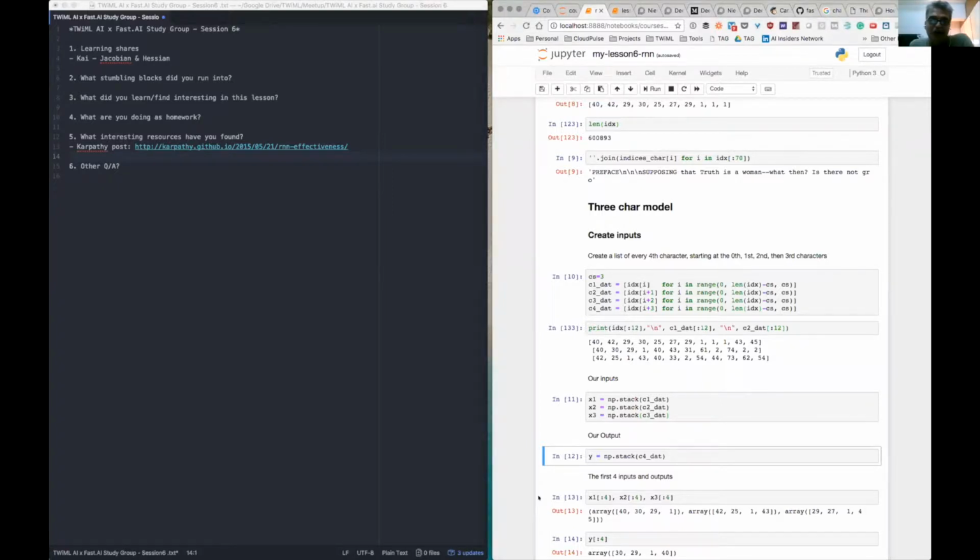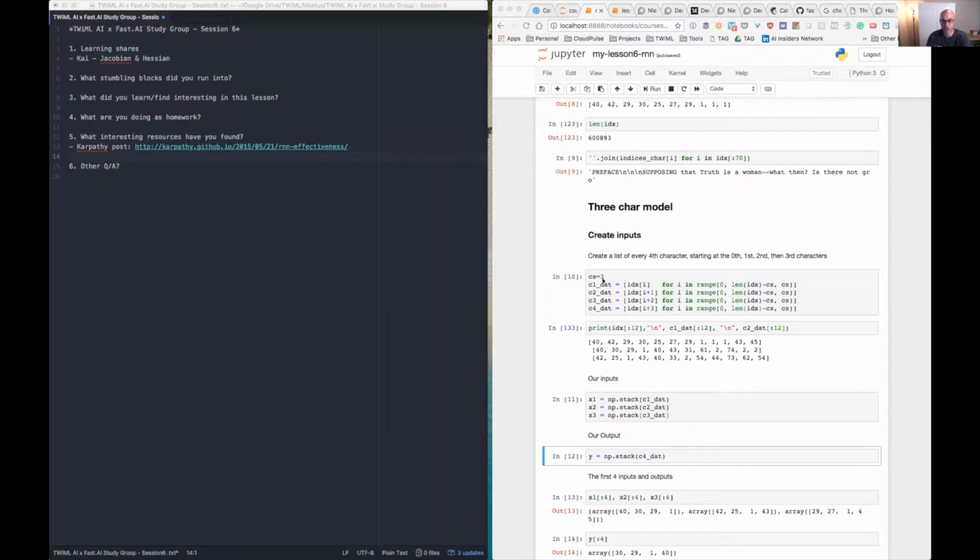Otherwise, on the lesson, not too good. Still stuck with RNNs. I find the RNN part a little difficult to understand the way Jeremy explains it. There are much simpler explanations elsewhere, I guess. So, well, let's jump in and kind of work through that.